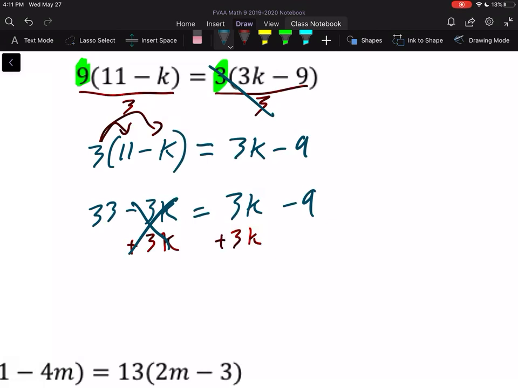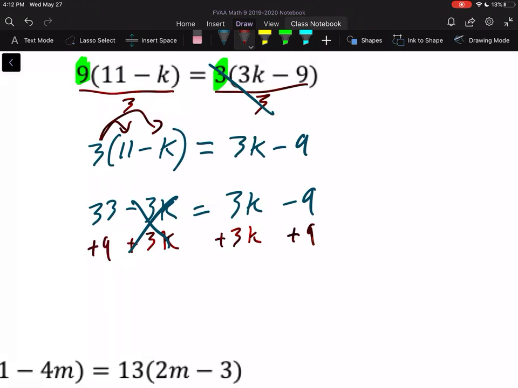All right? So my right-hand side is my variable side. That means my left-hand side needs to be the constant. So that means I need to move this negative 9 over to the left side. So this is negative 9, so I'm going to have plus 9 on both sides. Plus 9 on both sides. That cancels out. So what I'm left with is this.